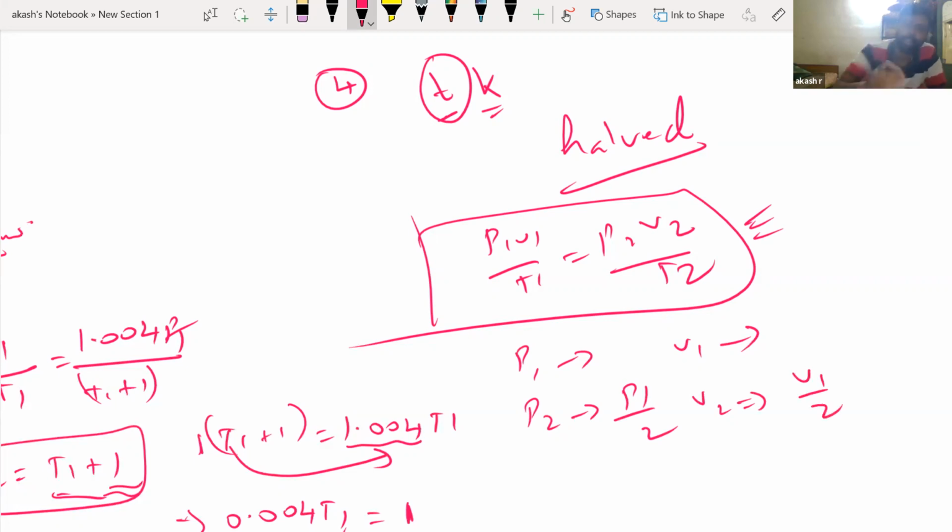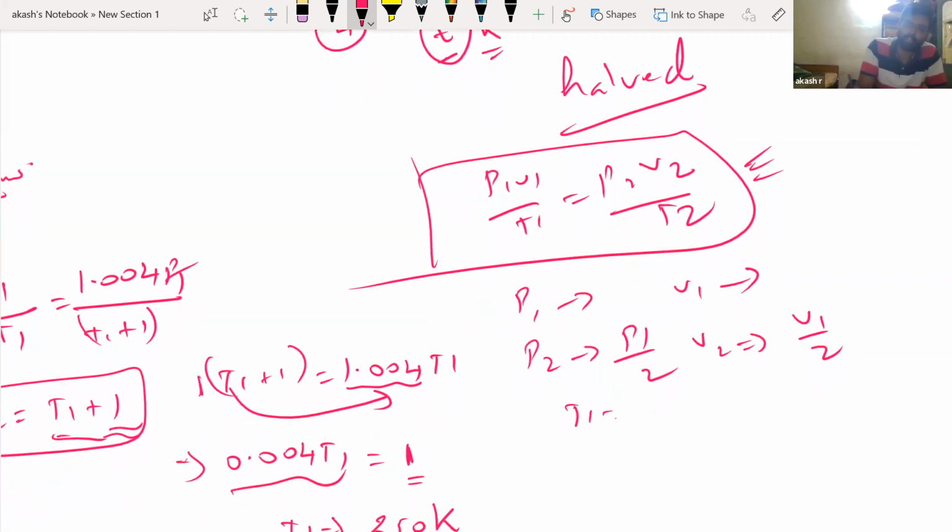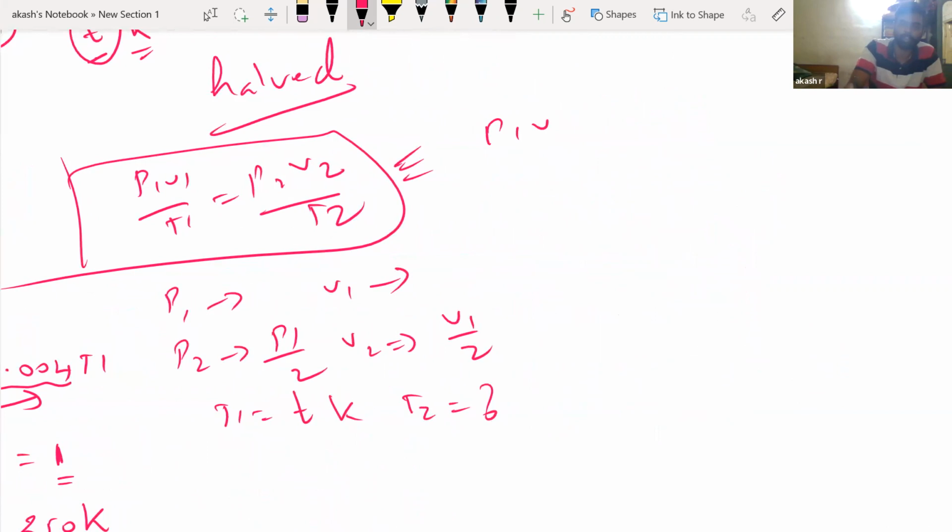Done. Now the initial temperature T1 was some T degrees or T Kelvin. We have to find what is T2. This is what we need to do. Very, very simple question, right? So if I do that, let me substitute P1 V1 by T. The T1 is nothing but some small t Kelvin. Now P2, what is happening? It is becoming P1 by 2 into, and the volume is also becoming V1 divided by 2. So this whole thing divided by the temperature T2. This is what you will get.